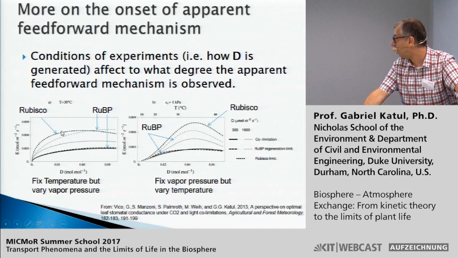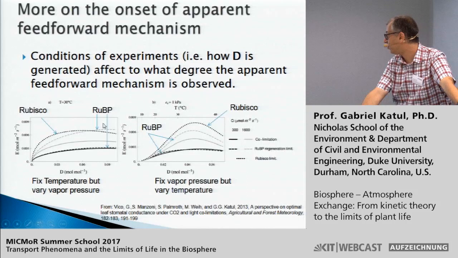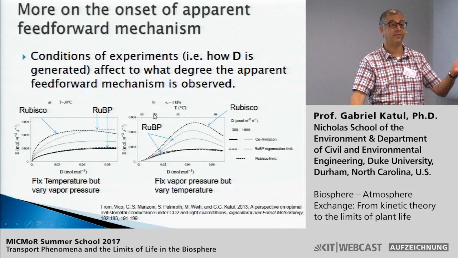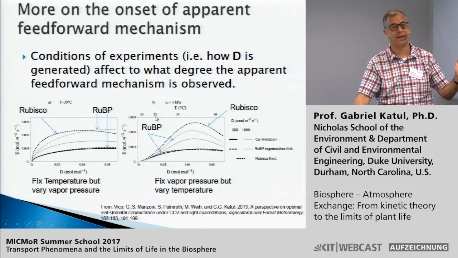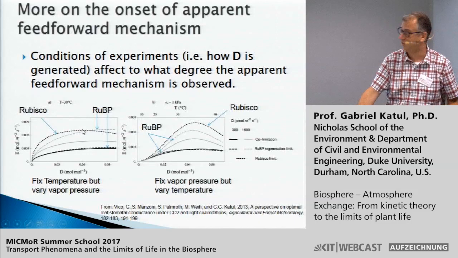However, even if you do the opposite, the Rubisco limitations will still exhibit apparent feedforward mechanism, but you could prove mathematically that the light limitations or the RUBP regeneration mechanism will prevent it from happening. So this is an interesting result, strictly based on how you change vapor pressure deficit based on temperature or relative humidity, you could get an apparent feedforward mechanism in your data or not. And that would suggest that if you take into account the temperature response of your photosynthetic parameters, you will blur, basically, the apparent feedforward mechanism.